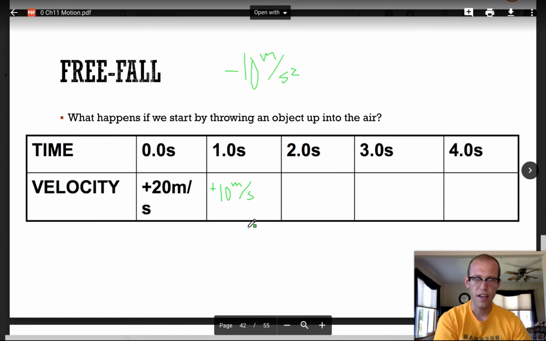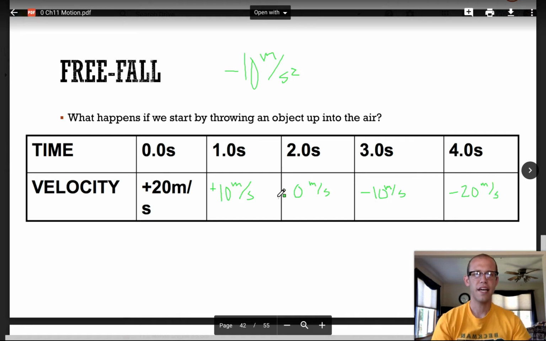Another second later, I am gaining velocity in the negative direction, 10 meters per second. So at this point, I will be at 0 meters per second. One second later, I'm going to gain another 10 meters per second downward. So if I was at 0, now I'll be at negative 10. Now it's downward finally. And then 1 second later, I'm going to gain another 10 meters per second downward, so it's going to be negative 20 meters per second.